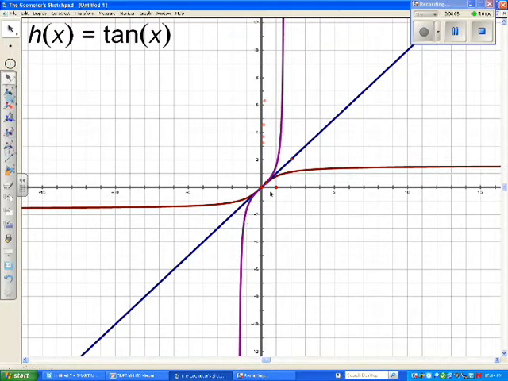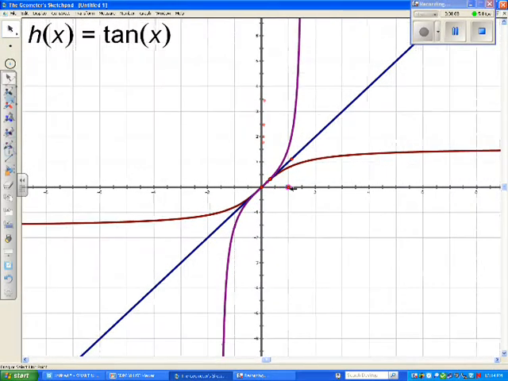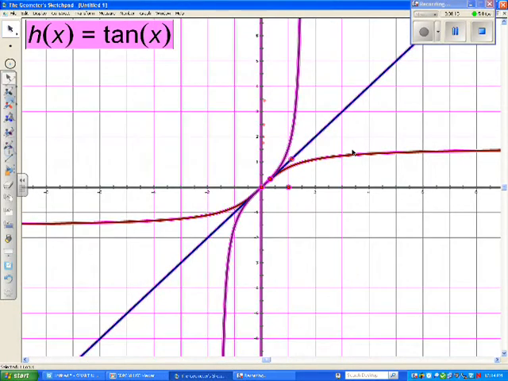All right, so negative pi over 2 to pi over 2 is the asymptotes. If that's reflected about the line y equals x, this maroon graph becomes the new functional graph. Go ahead and draw what you see.